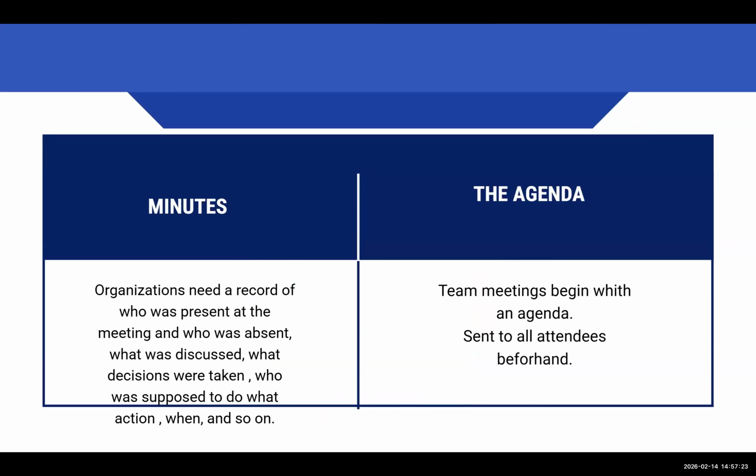Now, the minutes of a meeting are used when an organization records who was present, who was absent, what was discussed, what decisions were taken, who was supposed to do what, and so on. The agenda is what we're going to discuss during this meeting. They always begin meetings with an agenda.